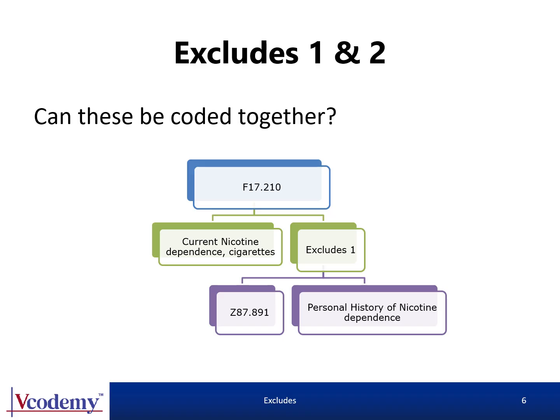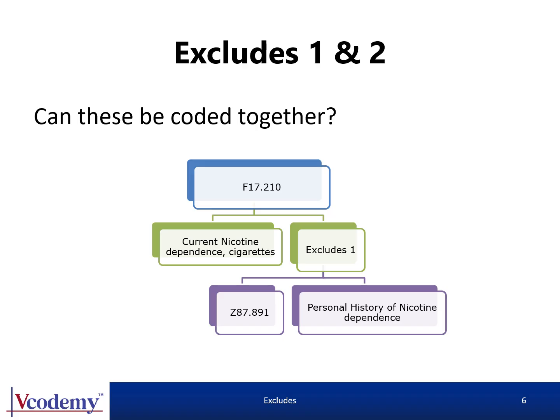So can these codes be coded together? Excludes 1 and Excludes 2. For example, if you take F17.210, it has an Excludes 1 for personal history of nicotine dependence. F17.210 is current nicotine dependence, that is cigarettes, the form of nicotine. And the Excludes 1 is personal history of nicotine dependence. That code will be Z87.891.